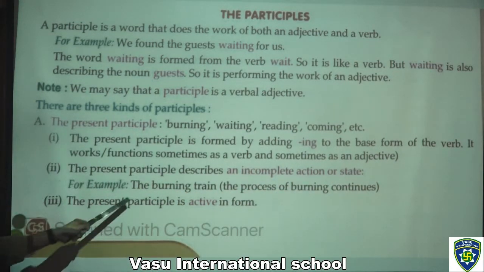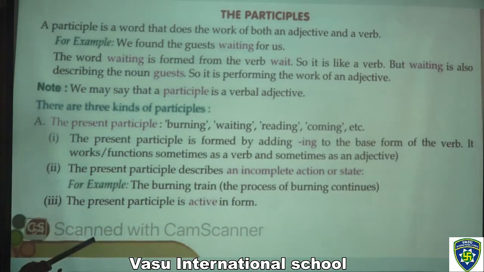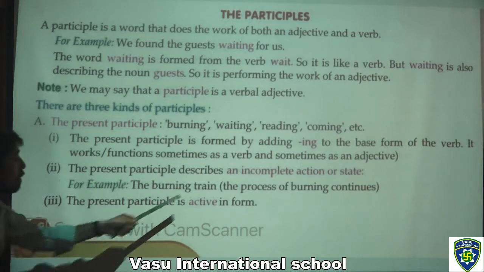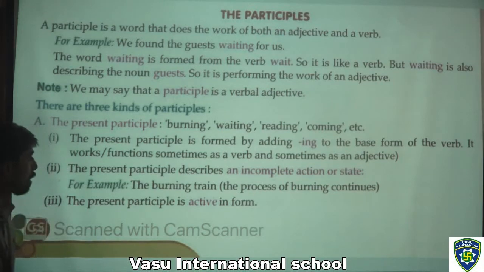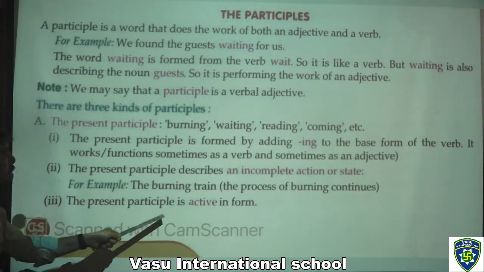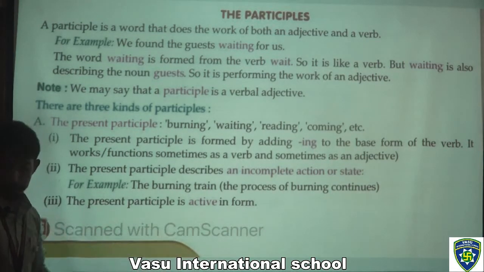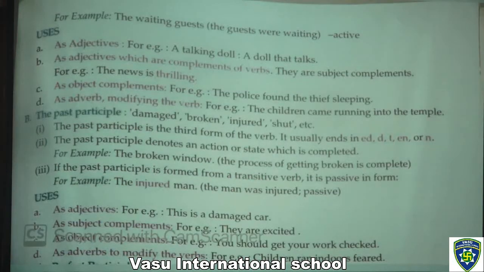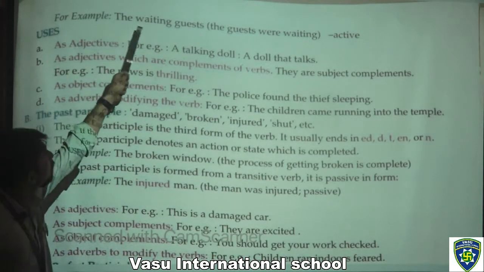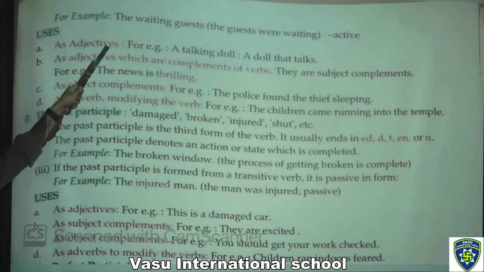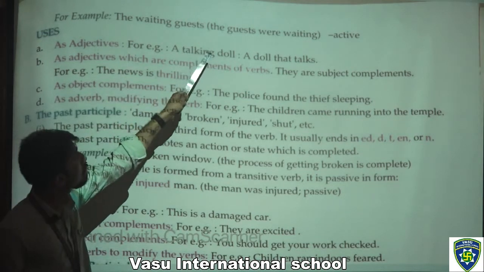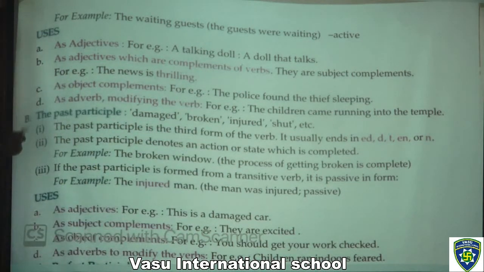For example, the burning train. Now actually this is the name of a movie, but this phrase is not a complete sentence. Like this is an incomplete action or state. Now the process of burning continues. So after that, the third point is the present participle is active in form. Next page. For example, the waiting guest. Now this is also not complete. Like the guests are waiting, that is active.